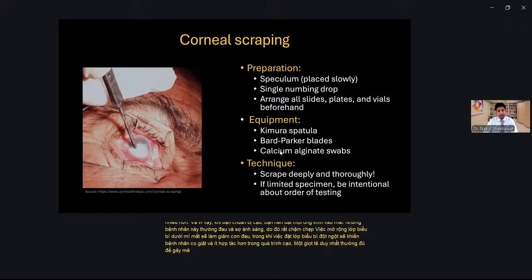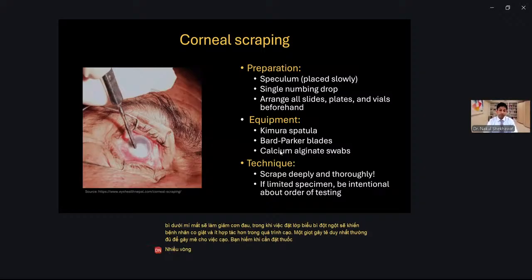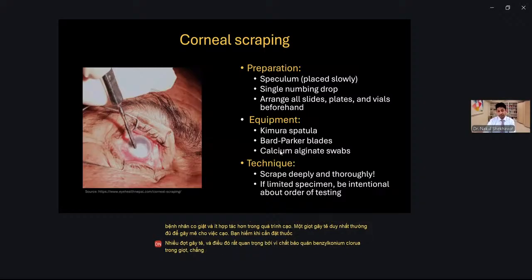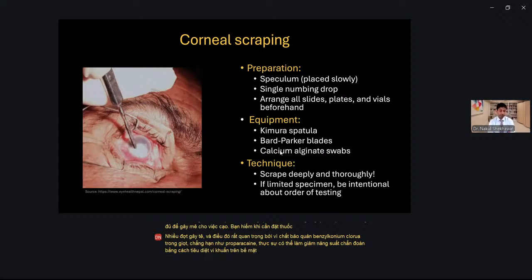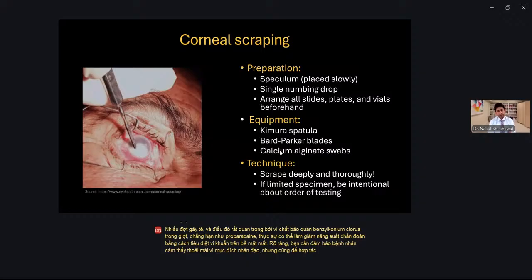A single numbing drop is often sufficient to provide anesthesia for the scraping. You seldom need to put in multiple rounds of numbing, and that's important because the benzalkonium chloride preservative within the drops, such as proparacaine, can actually reduce the diagnostic yield by killing microbes on the ocular surface. Obviously, you need to make sure the patient is comfortable for humane purposes, but also for cooperation. But usually a single numbing drop is sufficient for scraping. You should arrange all your slides and plates and vials beforehand so you're not futzing around trying to find what's what when you're doing the plating, so that you can do an efficient job scraping.